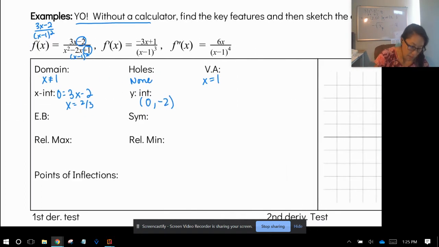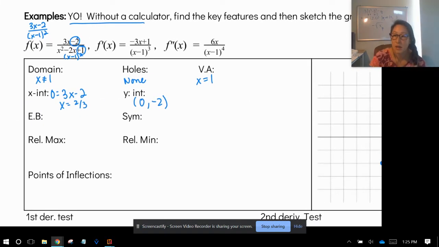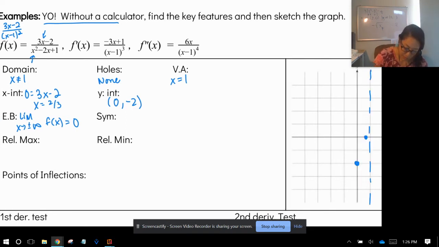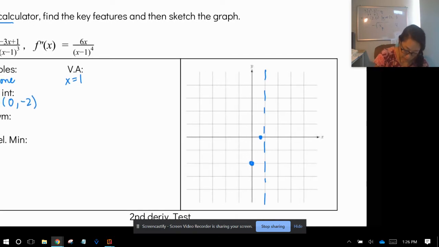Okay. End behaviors. So this is our BOBO BOTN EATS DC, and I see that the numerator has a smaller degree than the denominator. So the denominator is growing at a faster rate of change. So on the ends, the limit as x goes to positive or negative infinity of f of x is going to equal 0. BOBO, bigger on bottom, 0. So on the ends, our function is going to approach 0.